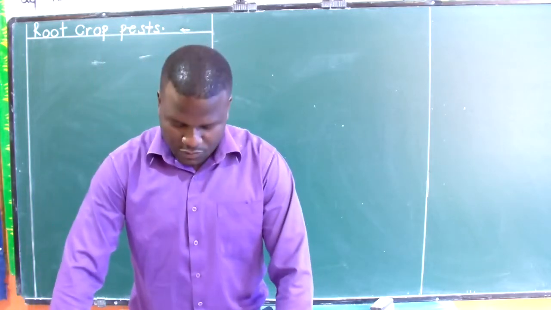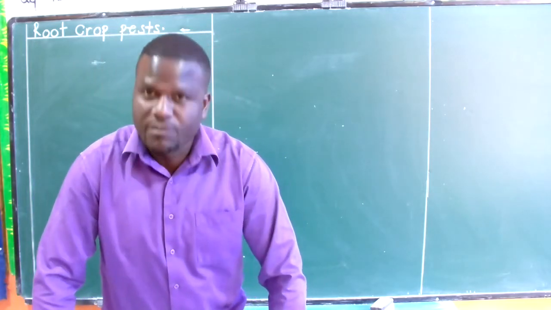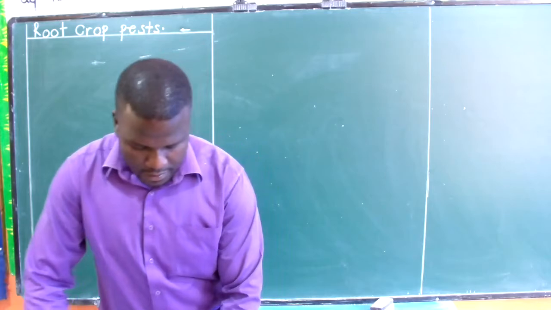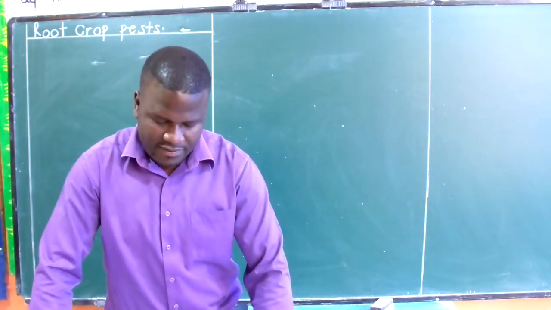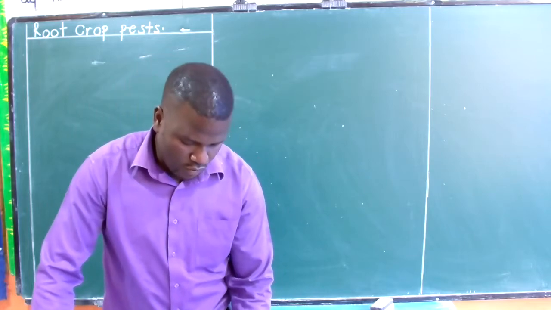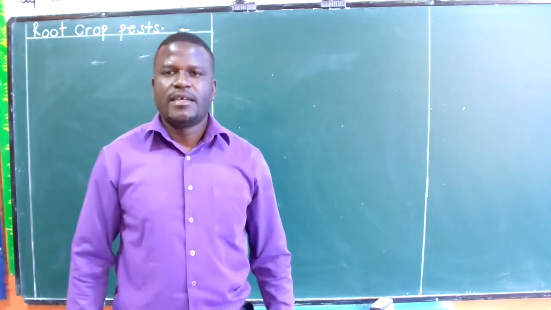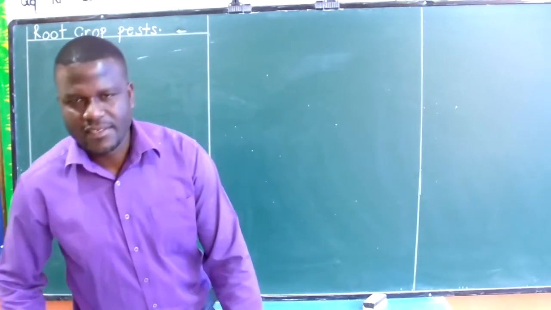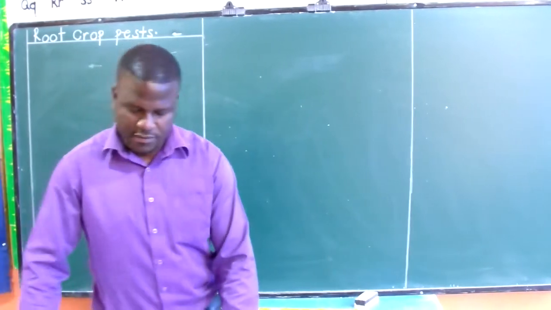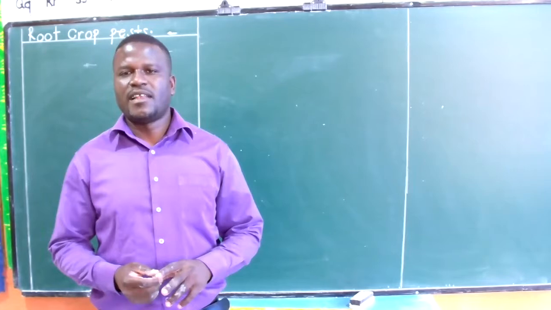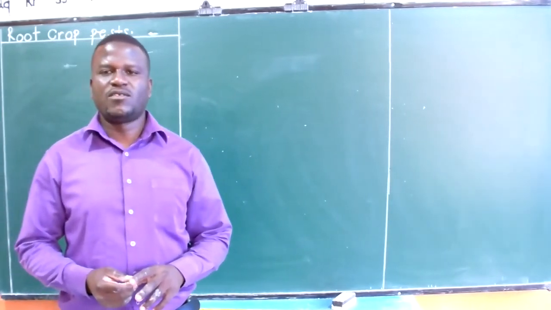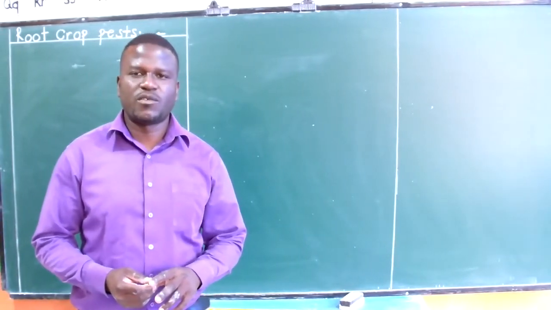I'm going to teach you Science Primary 5, Term 2. And we're going to look at root crop pests. A pest is a living organism that destroys farmers' crops.